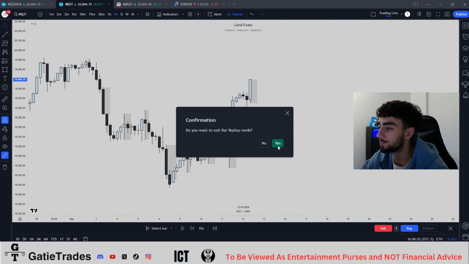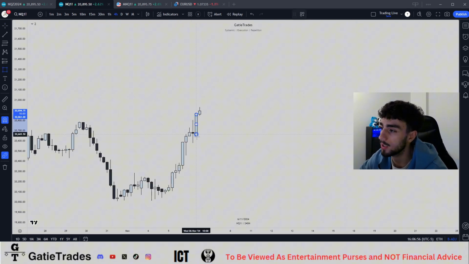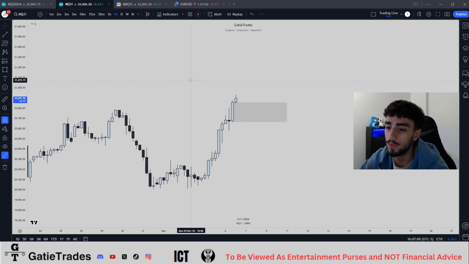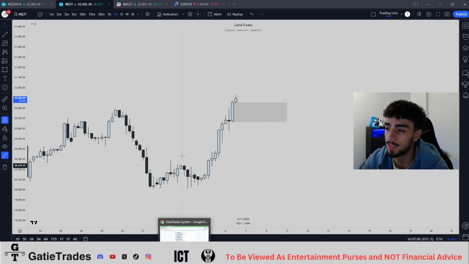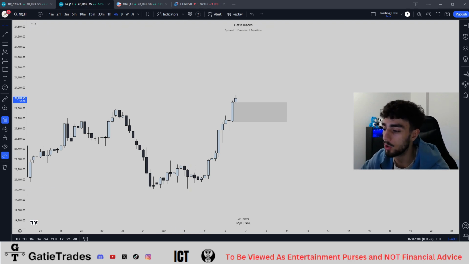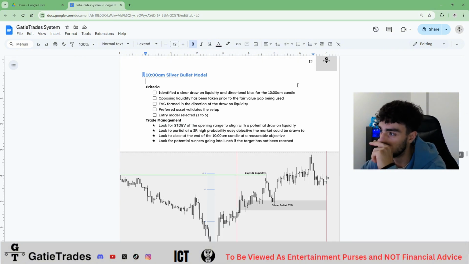Even today, which is the example we'll show for the Silver Bullet, you can see that the 10 a.m. candle seems to be pretty one-directional, a very typical open low high close or open high low close candle. So we're going to be covering that candle. Before I get into examples, I'm going to go over the notes so you can understand what exactly Silver Bullet is. So, going into the document, Silver Bullet.